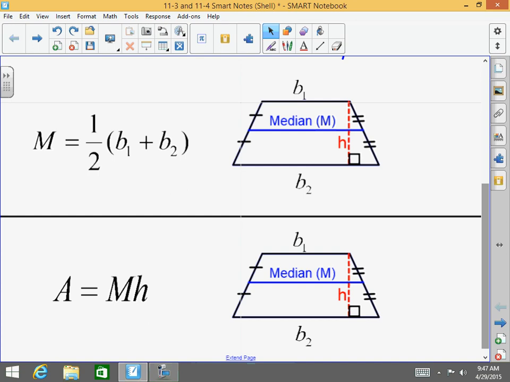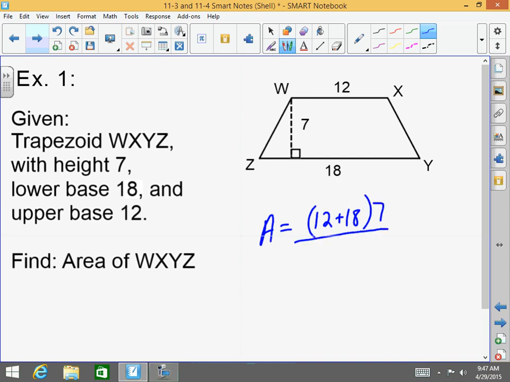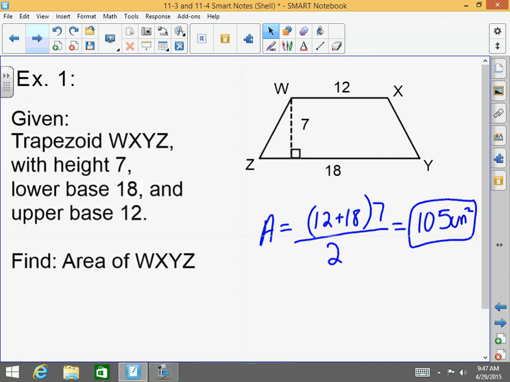Okay? So a couple examples. Number 1, given trapezoid WXYZ, the height is 7, the lower base is 18, and the upper base is 12. Find the area of WXYZ. Okay, this is pretty simple. They gave you everything. So area would equal base 1 plus base 2 times height divided by 2. 12 plus 18 is 30, divided by 2 is 15. 15 times 7, 70 and 35, so 105 units squared. Nice and simple.